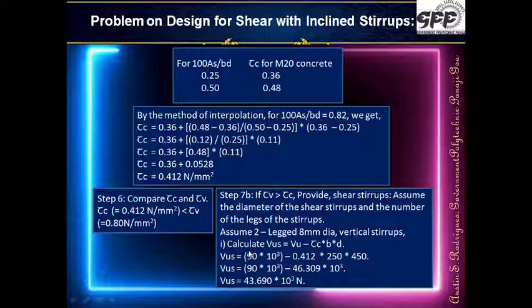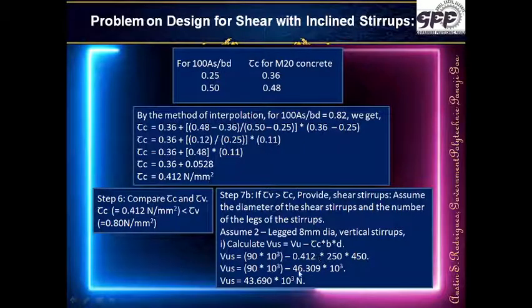So calculate VUS. That's the first step in this. How much shear force the stirrups, the inclined stirrups, are supposed to take, that we need to calculate. So calculate VUS, which is equal to VU minus tau c BD. This is exactly the same as what we have done for vertical stirrups. So VUS is equal to 90 into 10 raised to 3 minus tau c, which we have got over here, 0.412 into BD.